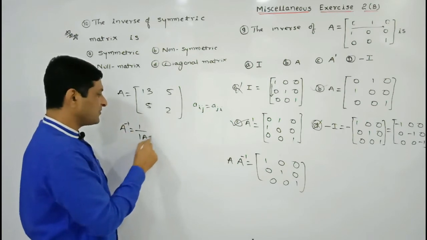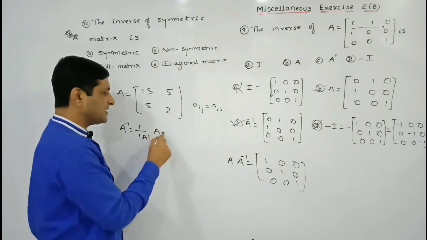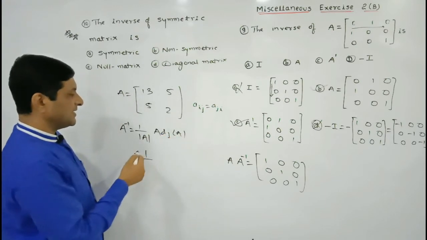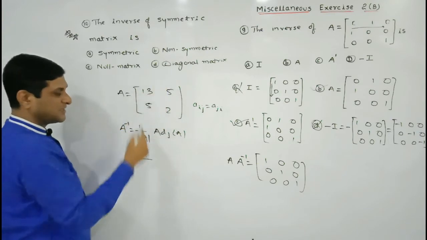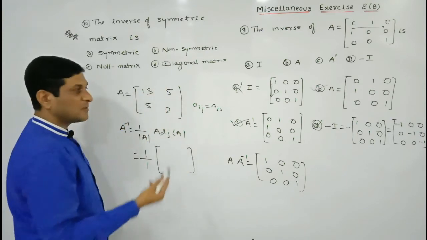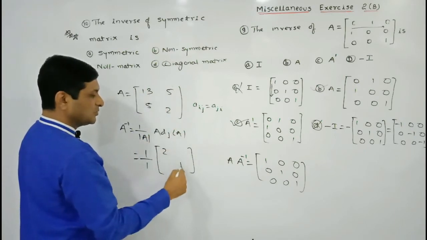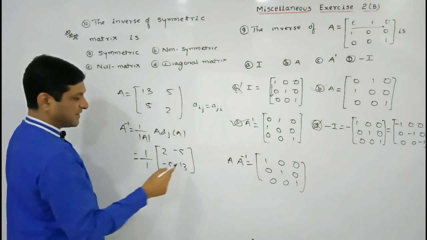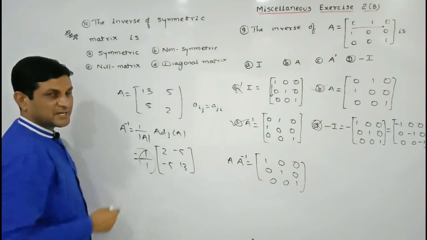What is the formula to find the inverse? 1 upon determinant into adjoint of this matrix. So 1 upon determinant is 26 minus 25, which is 1. For the adjoint, we have one shortcut method: interchange these two elements, 2 and 13, and change the sign of these two elements. So here we'll get -5, -5. 1 into 1 is 1, so it is not necessary to write 1 here.